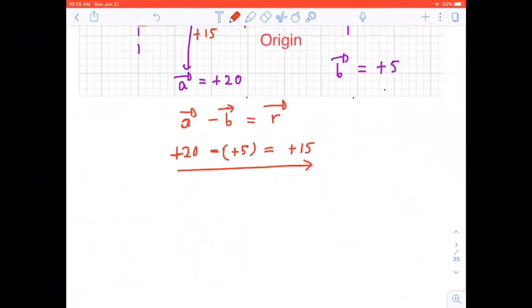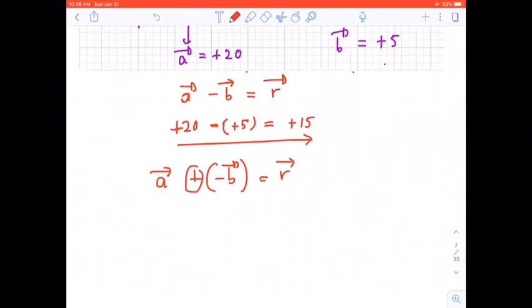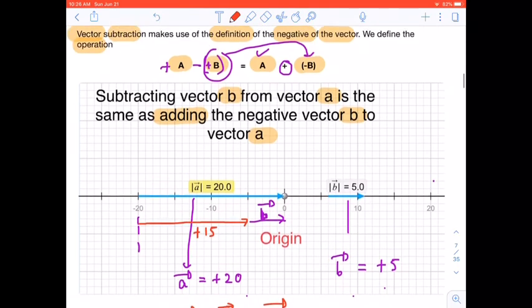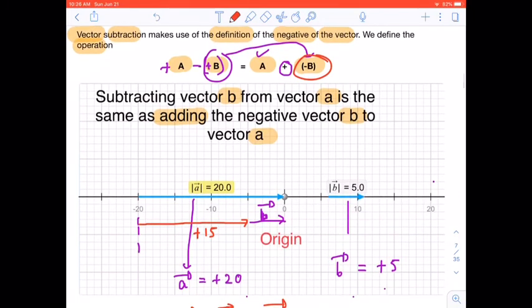But alternatively, we prefer, in terms of the definition, you have vector A plus minus, change the sign there, and then reverse the direction of the vector, and that gives us the resultant, which would mean we have 20 plus reversing the sign, which is minus 5, and that gives us plus 15.